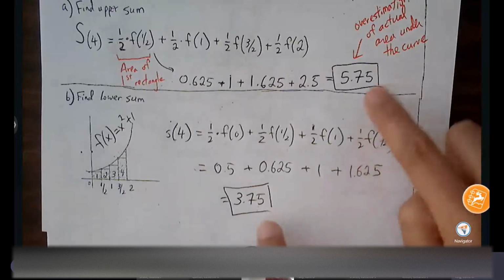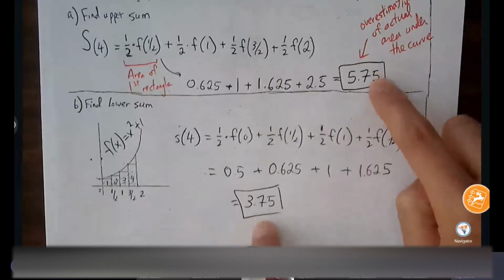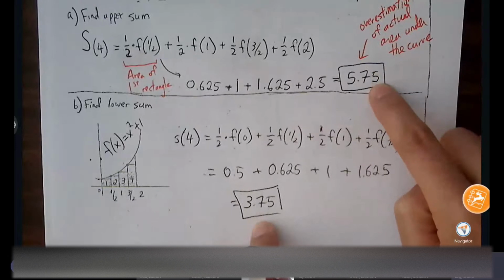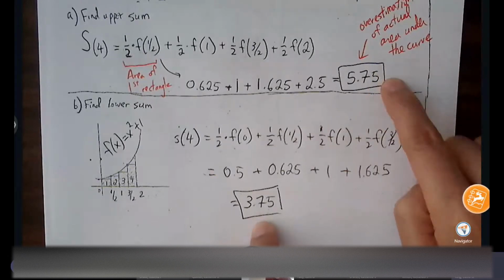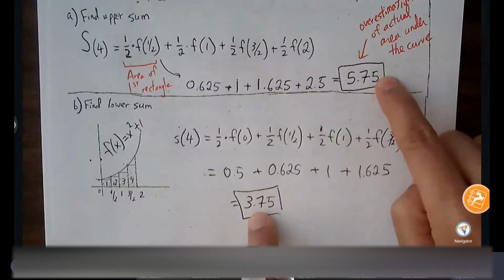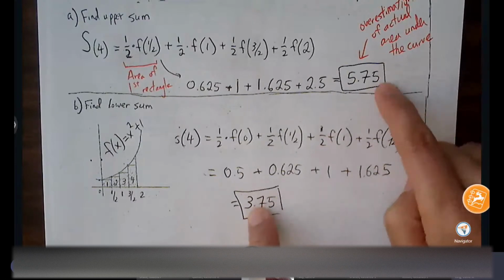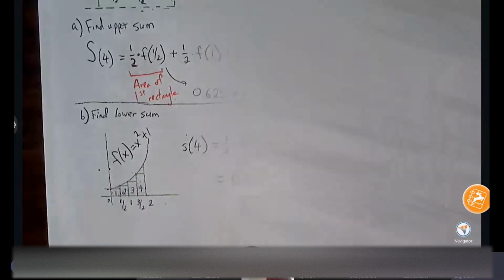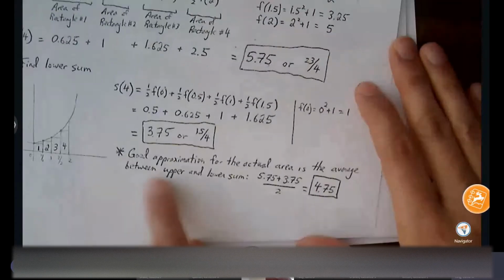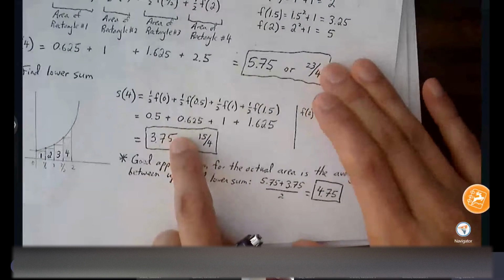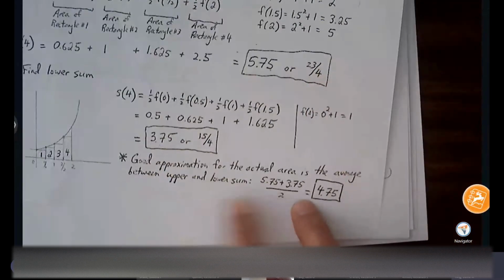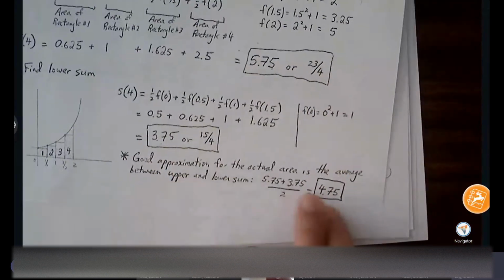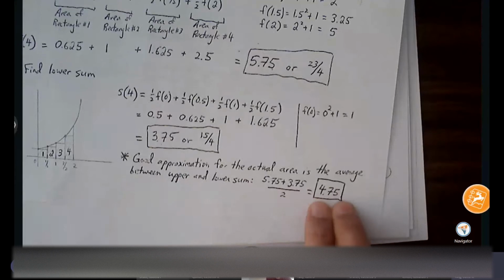So one thing is that we know that neither of these are actual areas of our region. We know this is an overestimation, a guaranteed overestimation. We know there's a guaranteed underestimation. So if I want to get a better approximation using these two values, I can find the average, right? We can take the results of these two and find the average between the upper and lower sum, and that'll just give us a better approximation.